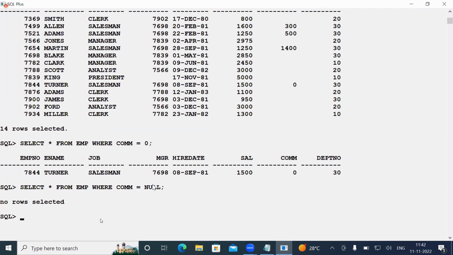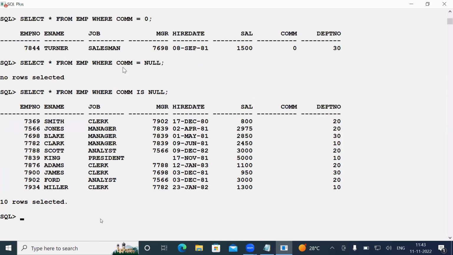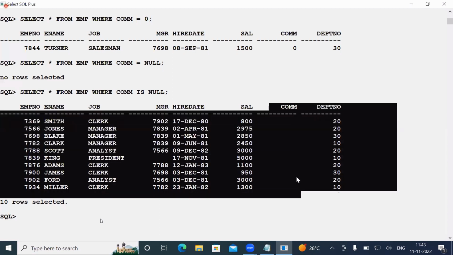The equal operator we use only for value comparison. But null is not a value, it's empty. So when you want to find these empty blocks or empty cells, I can't use equals, greater than, or less than. I can use a special operator called the IS keyword. When I use the IS keyword, it finds your empty cells. Understand now? So this is why the IS keyword is needed.